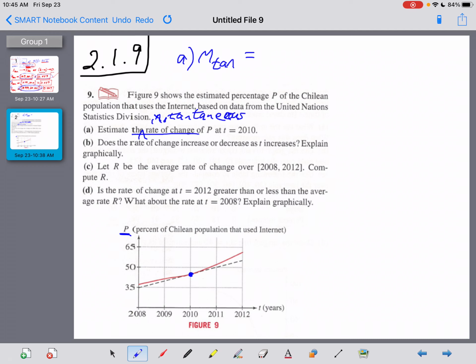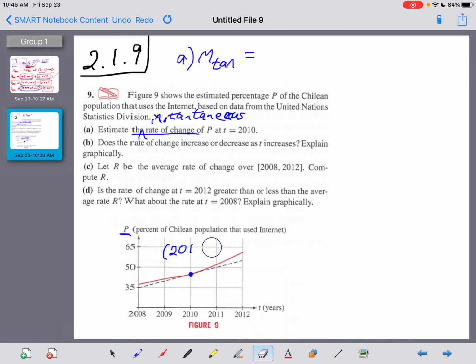Now, how are we going to do that? For 5 or 6 years, you guys have been taught that you can find the slope of a line using 2 points. The problem here is with a tangent line, there's only 1 point that's given to you. And furthermore, the position of that 1 point right there is messy. I know that that blue dot has a t value or an x value of 2010, but in terms of its y value, the percentage of the Chilean population using the internet at that time, this is a guess. Between 35 and 50, it's closer to 50, so I would guess maybe it's 45%, but I don't feel all that confident about that number.